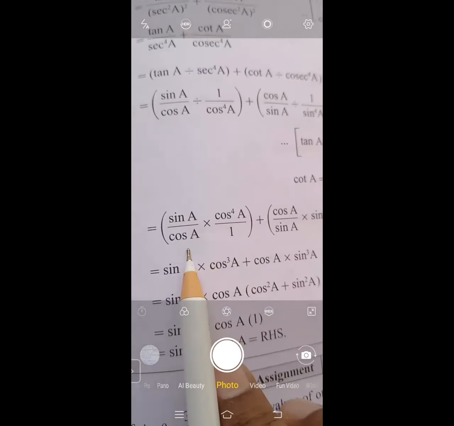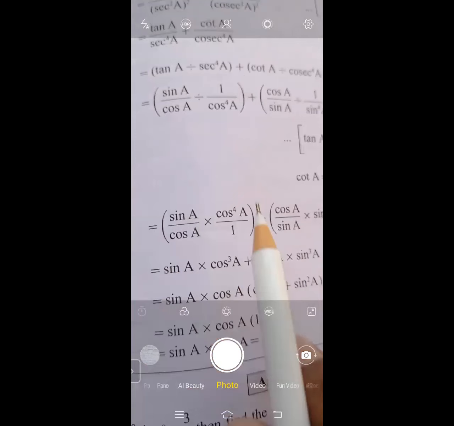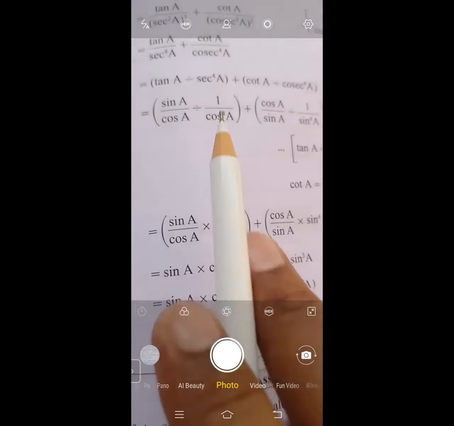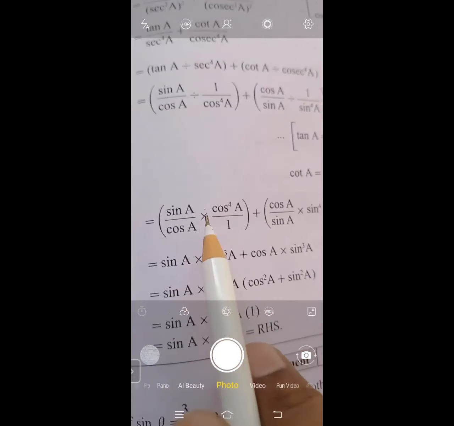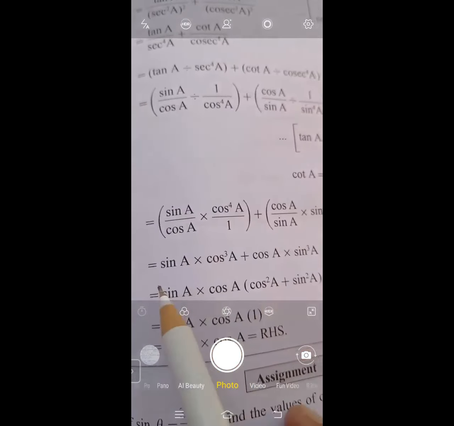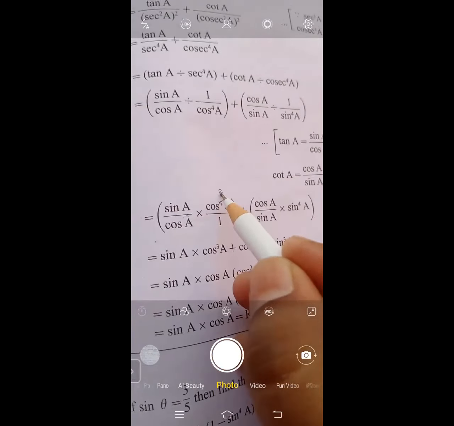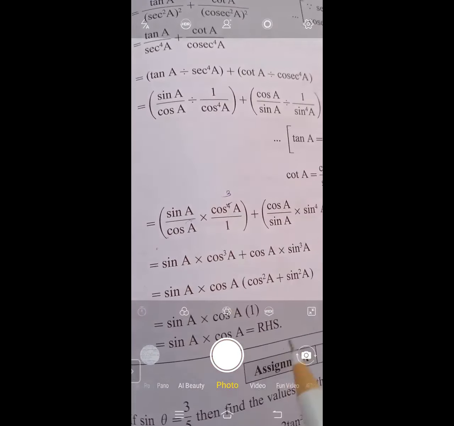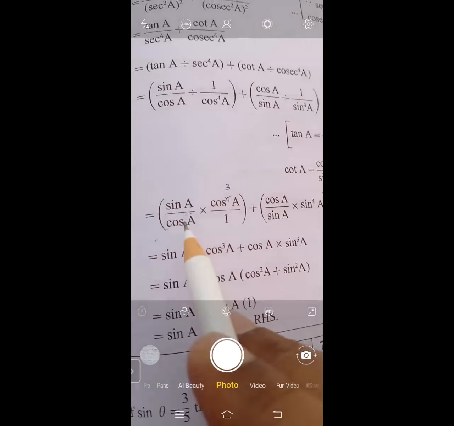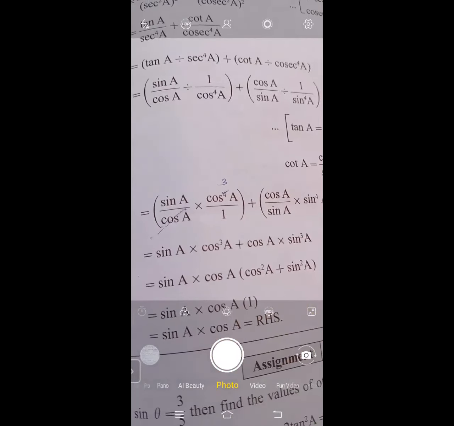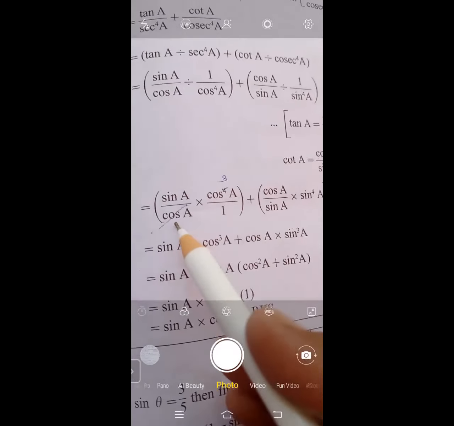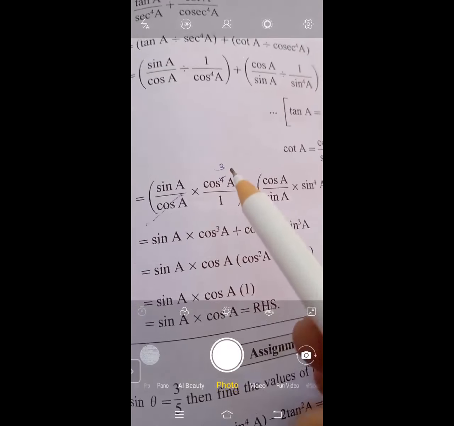So sine A upon cos A, into, as it is division, we will take the reciprocal and change the divide sign into multiplication: cos raised to 4 A upon 1. So a single cos will get cancelled, and only cos cube will remain, 4 minus 1. Here the laws of indices are used: a raised to m divided by a raised to n is equal to a raised to m minus n. So we are just subtracting the indices, 4 minus 1, as only a single cos is present in the denominator. It becomes 3.